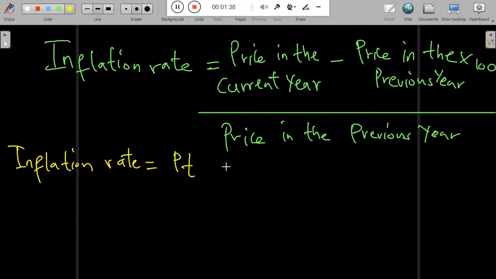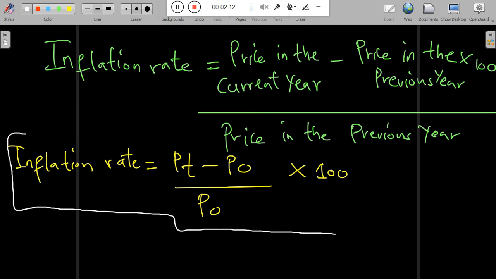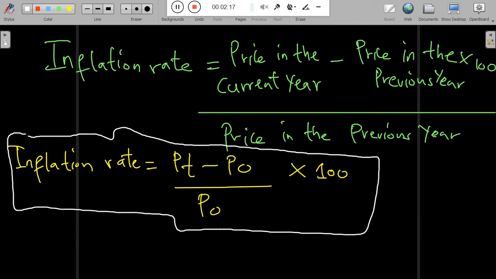Normally, the inflation rate is calculated by taking the price in the current year minus the price in the previous year, divided by the price in the previous year, times 100. So the inflation rate is given by taking PT, that represents the price in the current year, minus PO, that's the price in the previous year, divided again by PO, the price of the previous year, times 100. So that is how we solve the inflation rate.